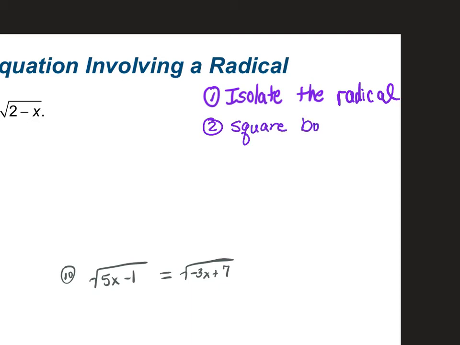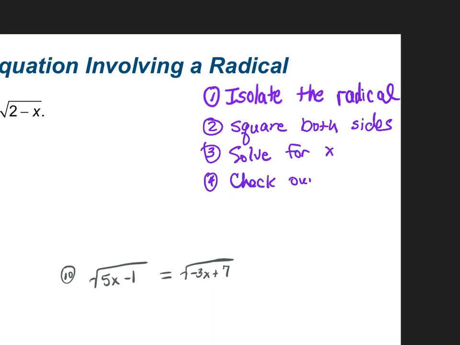Then we're going to square both sides. Then we're going to solve for x. Then we have to check our answer. All right, so the first thing you want to do is isolate the radical or radicals. Then you want to get the radical to go away, so you would square both sides. Then you just solve for x like you normally would. And then we're going to check our answer.